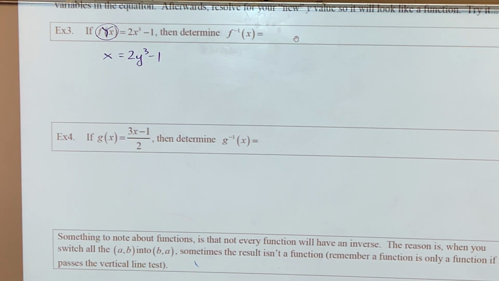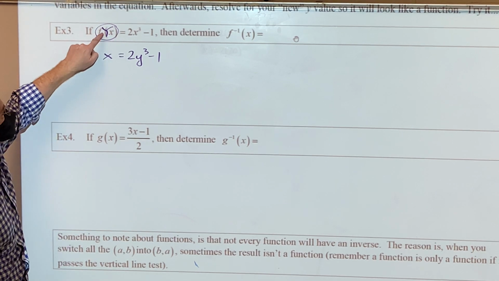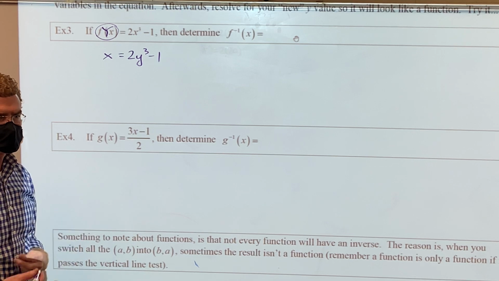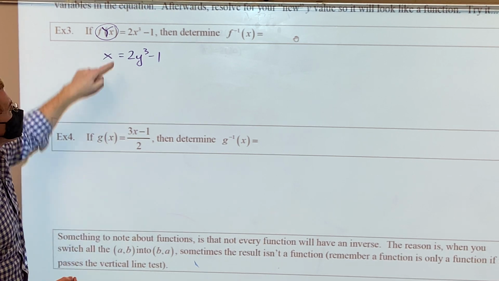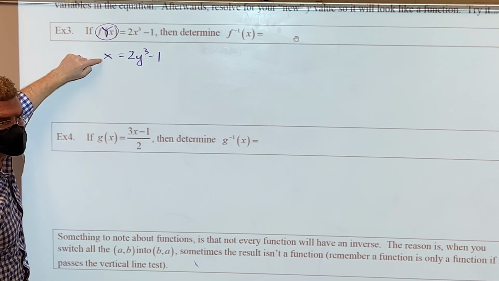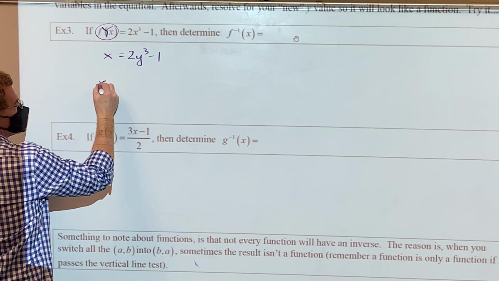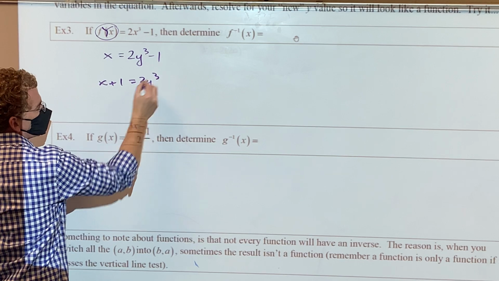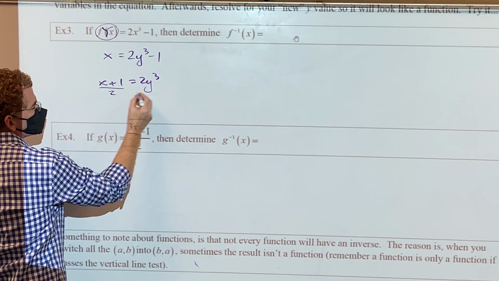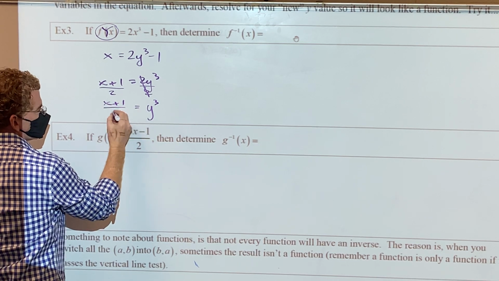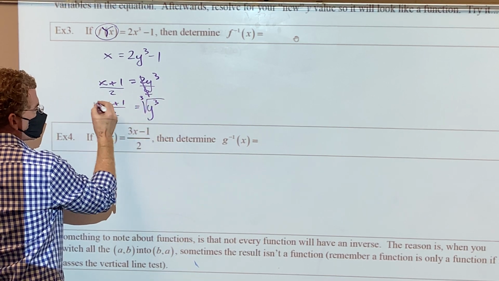Remember, f of x together, that whole thing means y. So replace the f of x, which is y, with an x, replace the x with a y, and then what do you do to make it pretty? Solve for y. And by the way, that is the inverse right here, it's just not pretty. We want to literally make it pretty. So I'm going to add 1, then what? Divide by 2, then what? Cube root. So I'm going to cube root both sides.